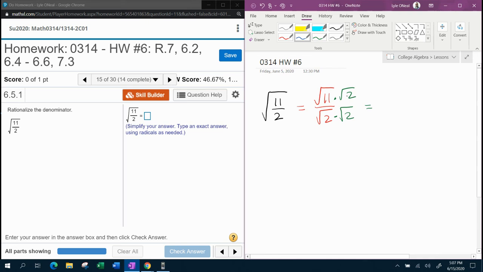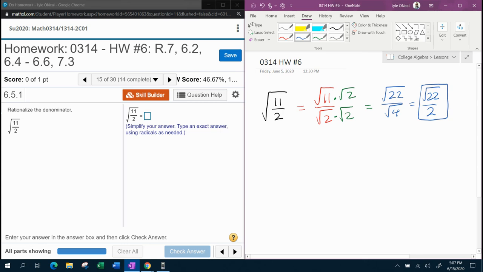So square root of 11 times square root of 2, that is square root of 22. Square root of 2 times square root of 2, that is square root of 4. And now you're going to see how this gets rid of the square root. By multiplying by itself, it gives me something that is a perfect square, and the square root of 4 is just 2. And therefore, we don't have a square root in the denominator any longer. And now that is done.